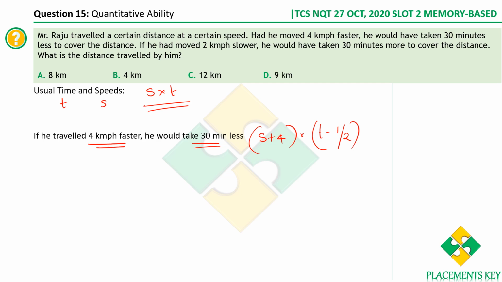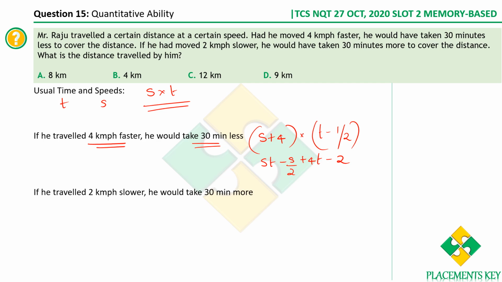Let me also simplify this. So what do we get? st minus s into half plus 4 into t plus 4 into minus half, that is minus 2. So this is the distance that he's covered.